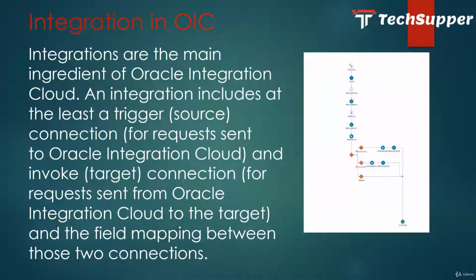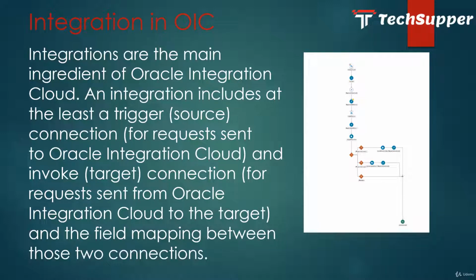Now, what is integration in OIC? Integrations are the main ingredient of Oracle Integration Cloud. An integration includes at least a trigger, which is called the source connection, for requests sent to Oracle Integration Cloud, and an invoke or a target connection for requests sent from Oracle Integration Cloud to the target, and the field mapping between those two connections.